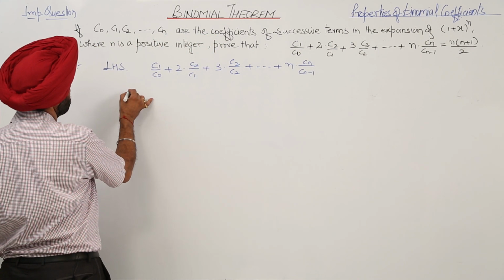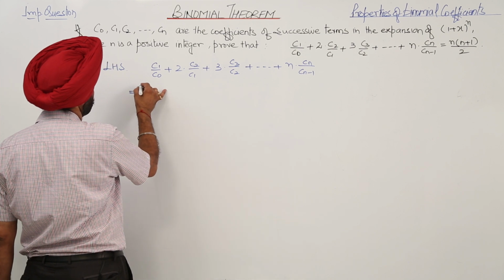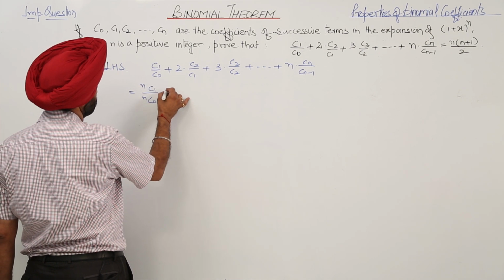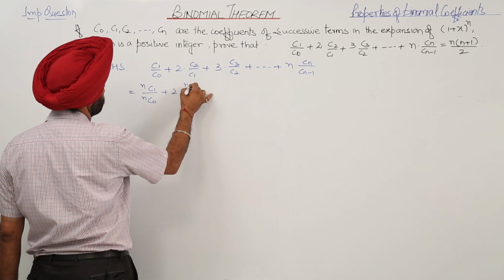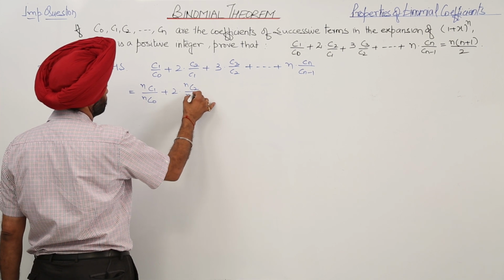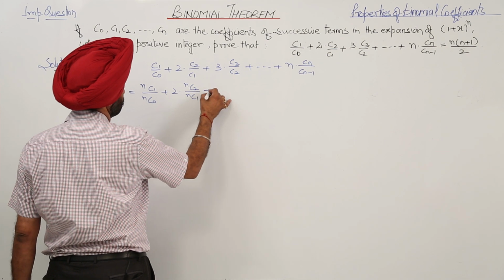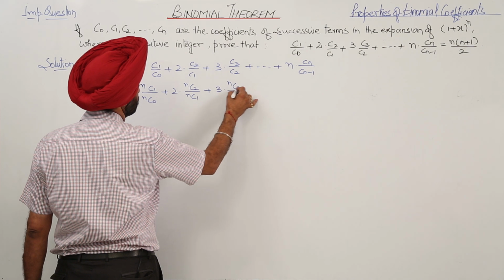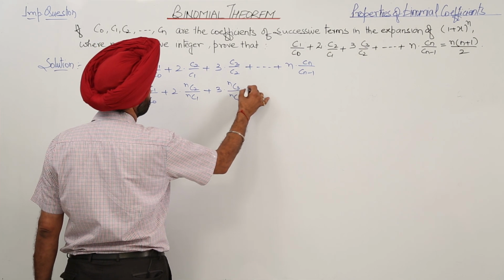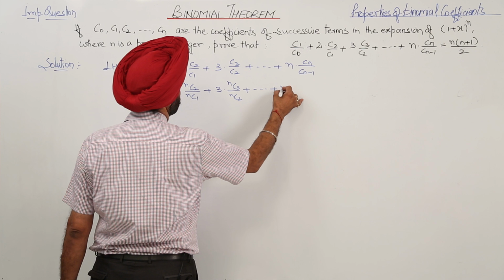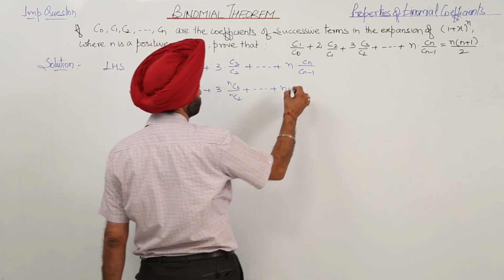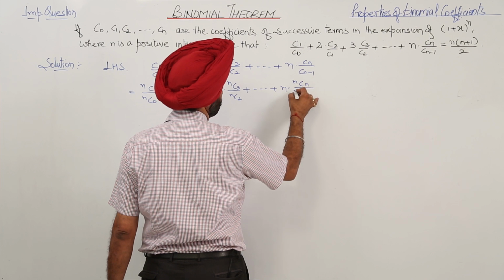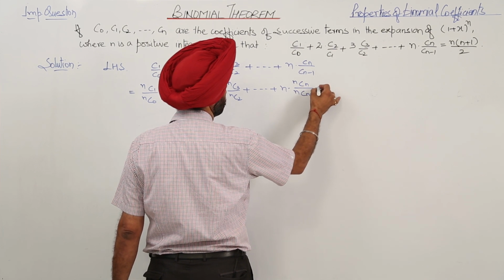Now to this we can write it as nC1 upon nC0 plus twice of nC2 upon nC1 plus 3 times nC3 upon nC2 plus n times nCn upon nCn minus 1.